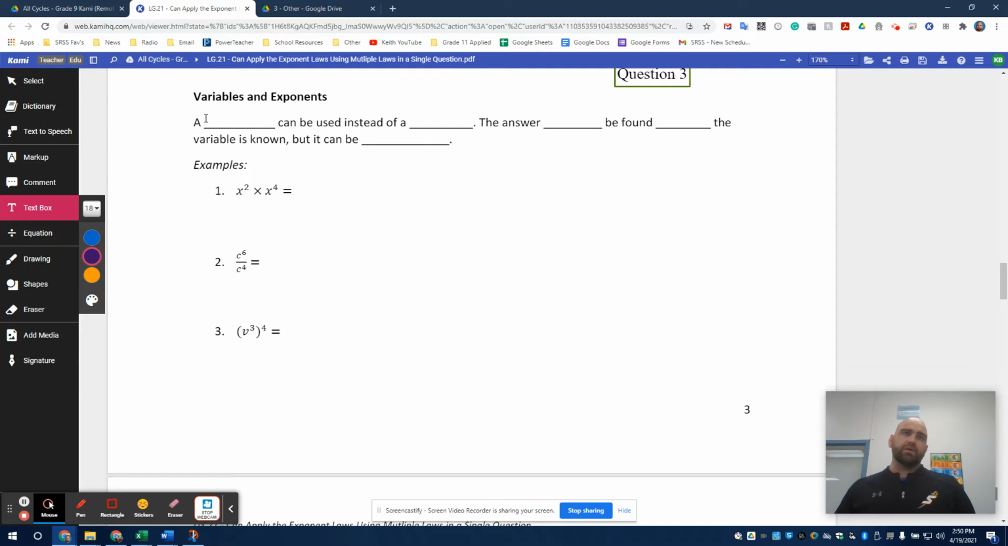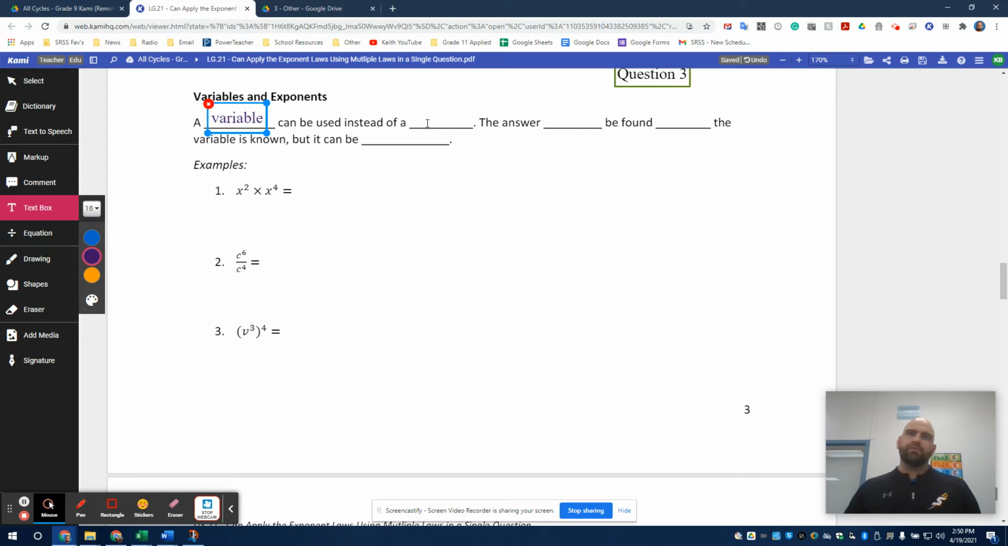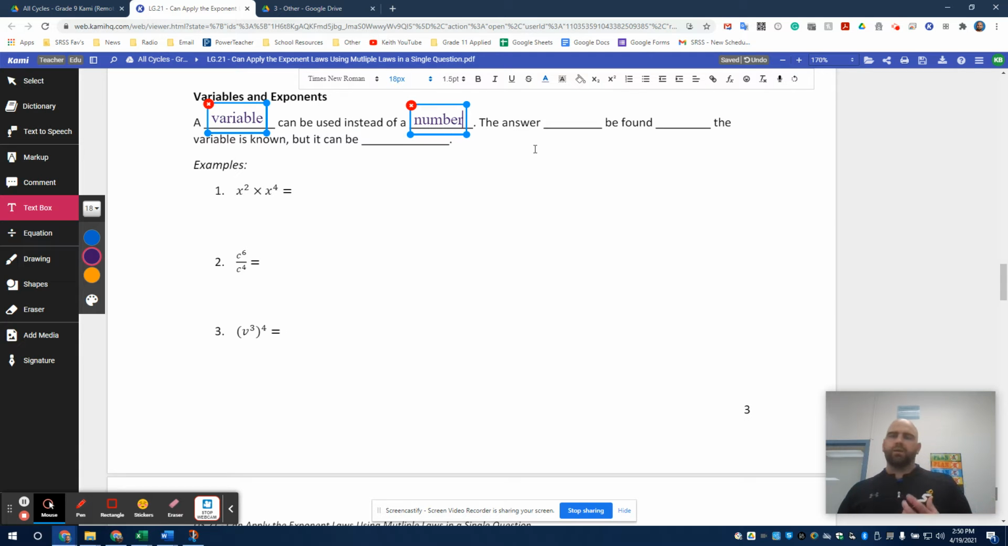So to start, a variable can be used instead of a number. So we can always replace our numbers with variables if that number could be different. We can also replace our variables with numbers if we know which number it is.